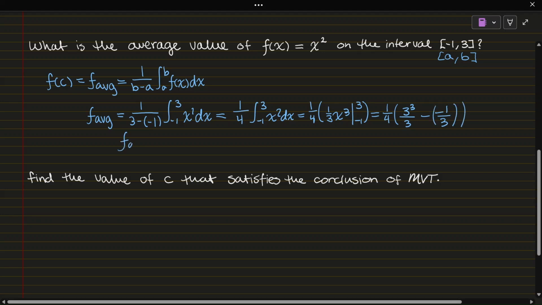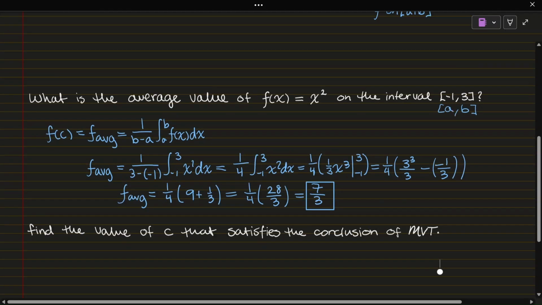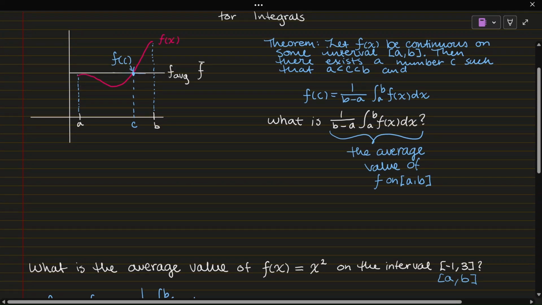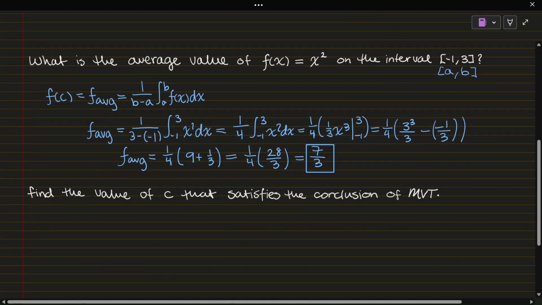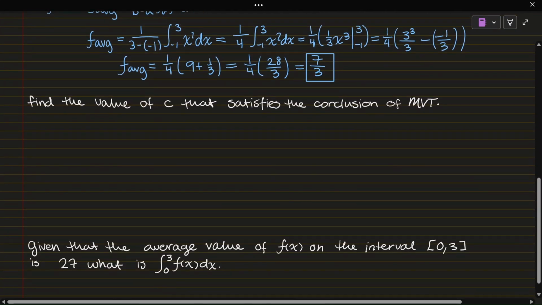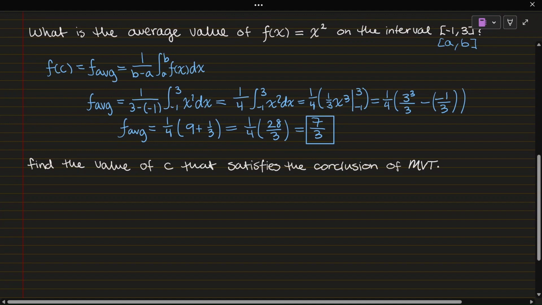This will become 1/4 times 9 plus 1/3. Giving these a common denominator to add them, this is going to be 1/4 times 28 over 3, so this is going to be 7 over 3. And that is our average height of x squared on the interval -1 to 3. So if we were looking at x squared here, we would have something like this, where this is our average value, 7/3.